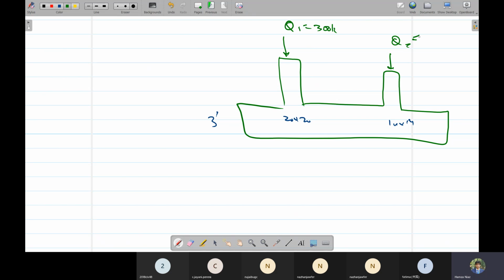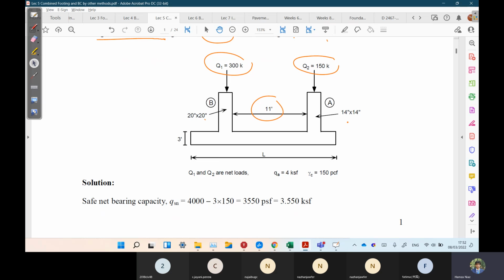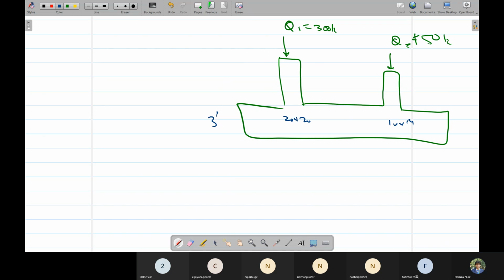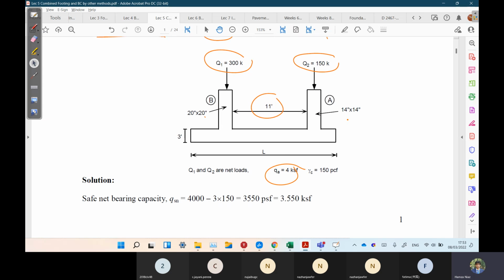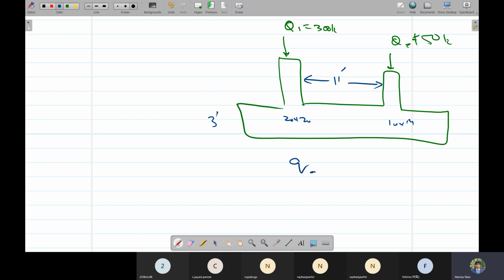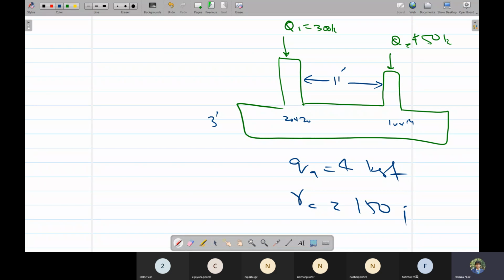Q2 is equal to 150 kips, and the clear space between them is 11 feet. Q allowable is 4 KSF, and the concrete unit weight gamma C is 150 pounds per cubic feet (PCF). So this already is given.